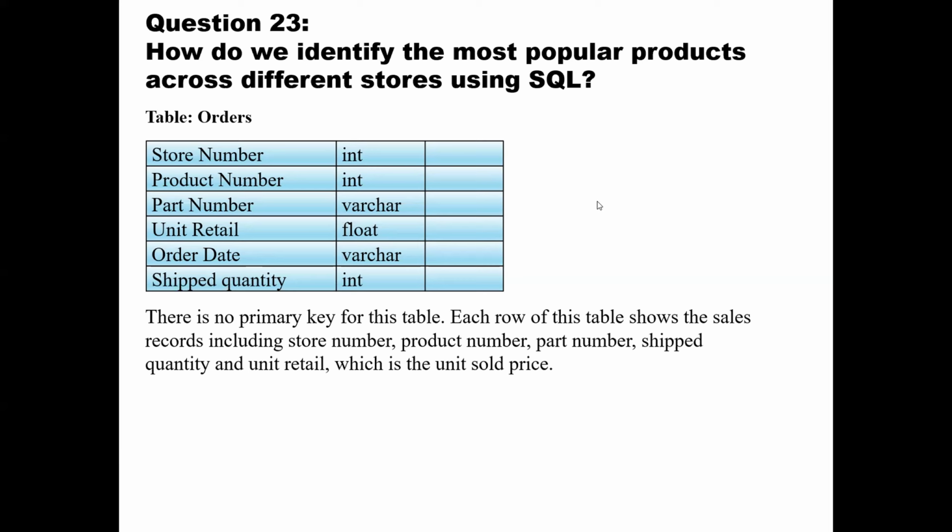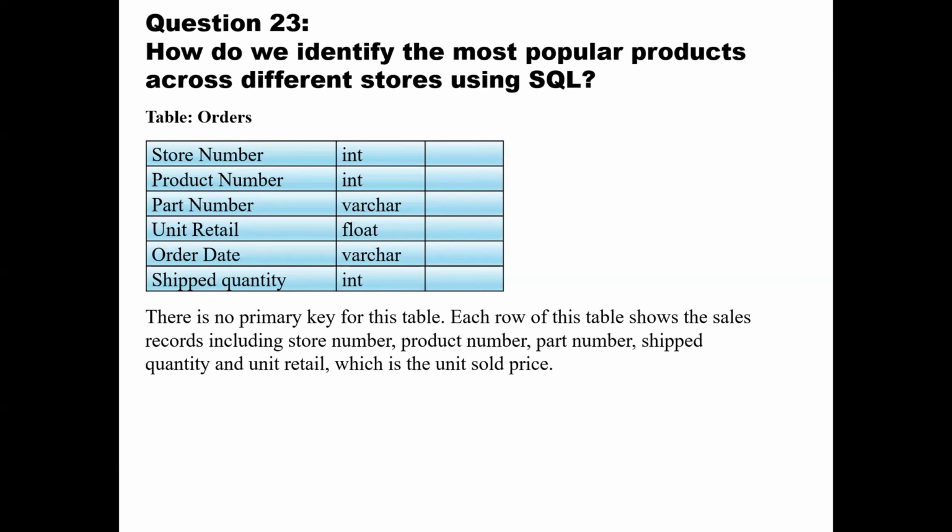Today's video tackles an important business question. How do we identify the most popular products across different stores using SQL? Let's dive into question 23, which asks us to analyze sales data to find the top 5 most popular products. Not by total revenue, but by how often they appear in the top 3 selling products across various stores.